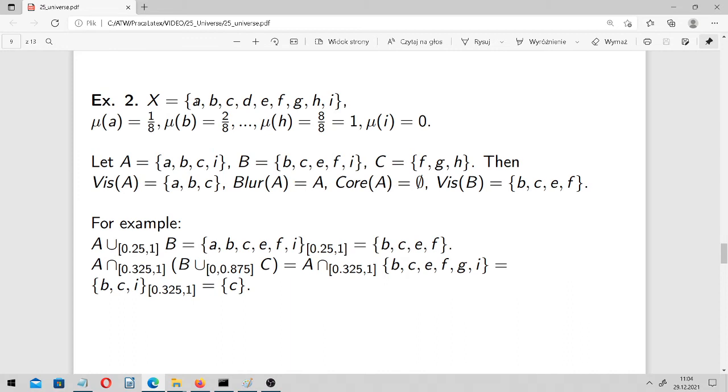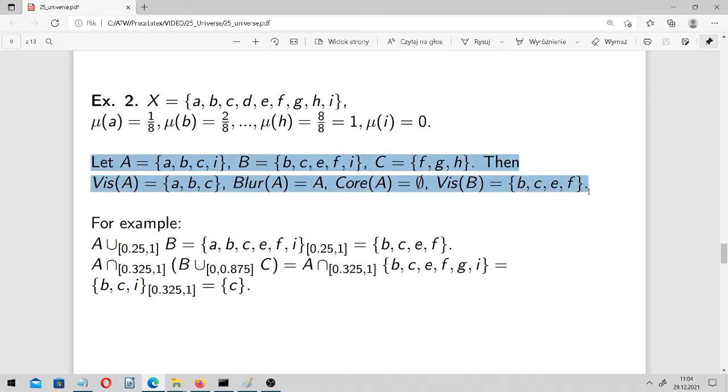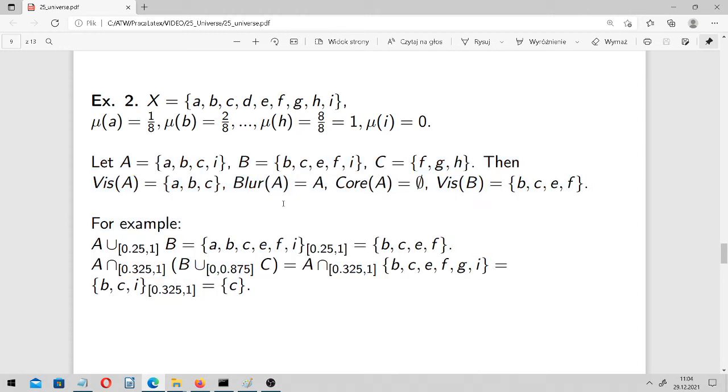Other examples. Here we have 9 elements from A to I. And as you can see, mu of A is 1/8, mu of B is 2/8, mu of C is 3/8, and so on. Finally, mu of H is 1, and mu of I is arbitrarily 0. And you may check all these calculations and observations which are here, the interval, blur intersection, and blur union. So you may stop here and check if these calculations are okay.